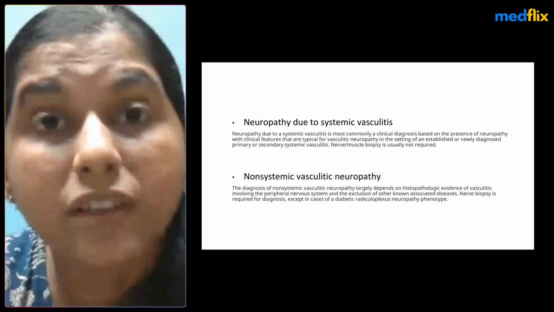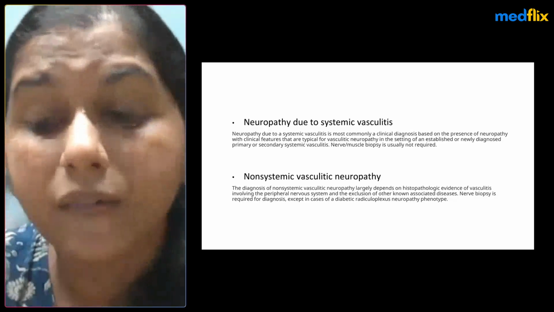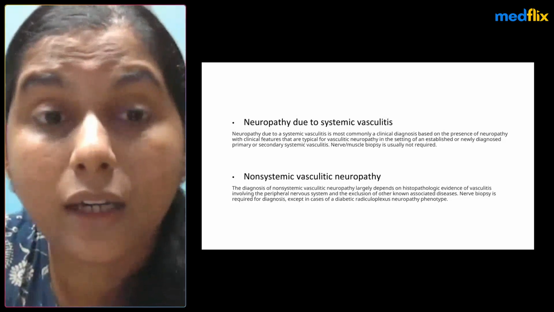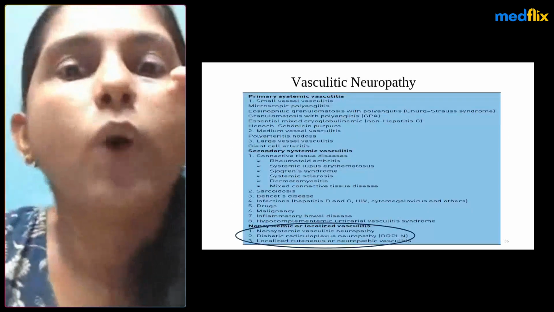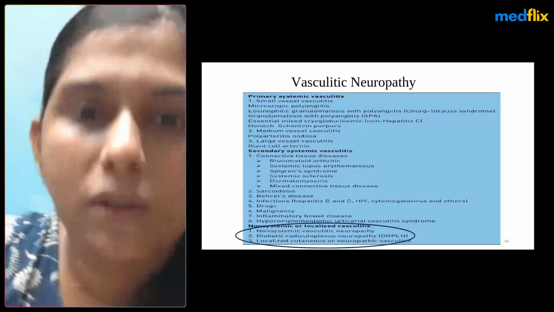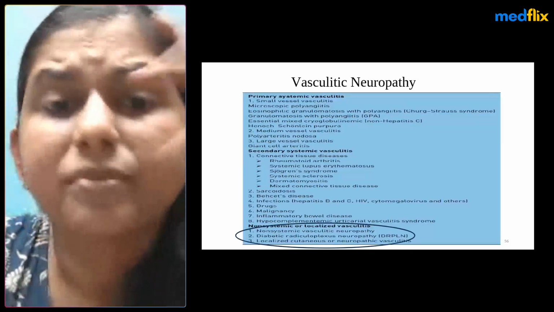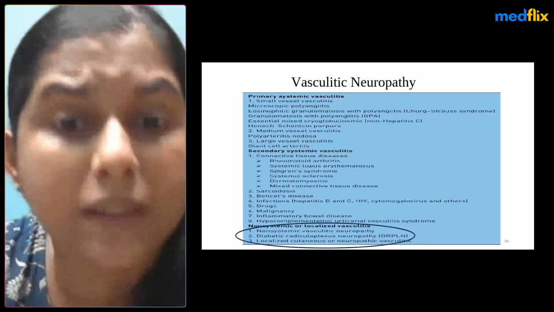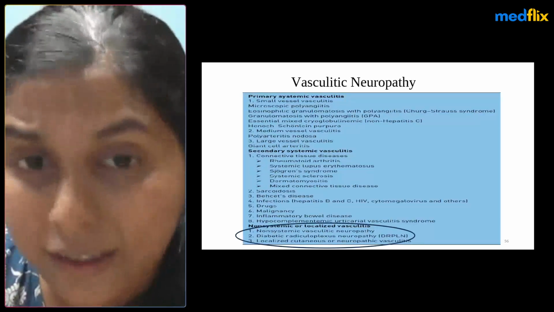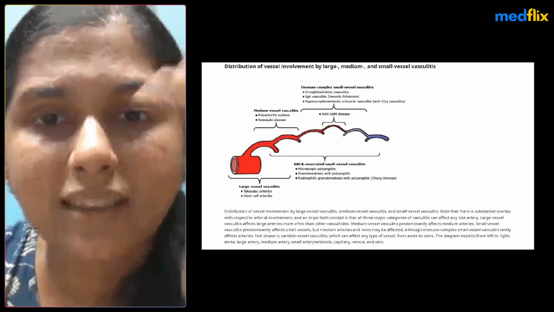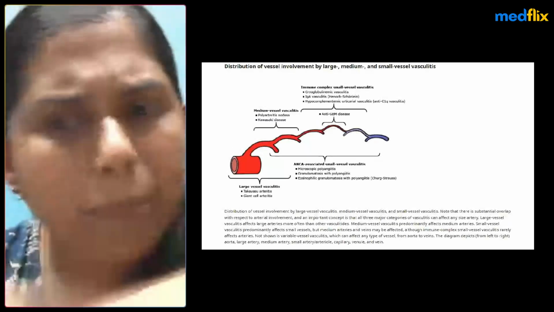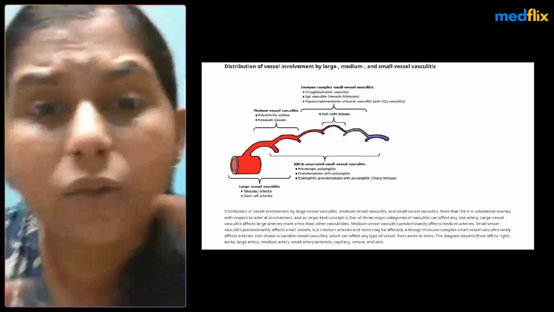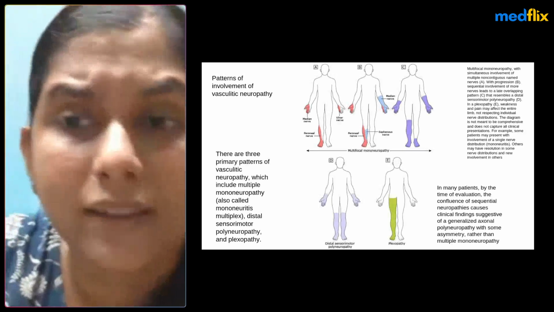And this is one of the indications where, in fact, we have to consider a nerve biopsy, because there it becomes necessary to make a clinical diagnosis. So, under vasculitic neuropathy, it can be a small vessel, medium vessel, large vessel. And under the secondary systemic vasculitis, we have RA, SLE, Sjogren's, systemic sclerosis, dermatomyositis, sarcoid, Behçet's, etc. Now, this is, of course, based on the beautiful diagram, especially from the rheumatological point of view, dividing into the large, medium, and small vessel vasculitis.